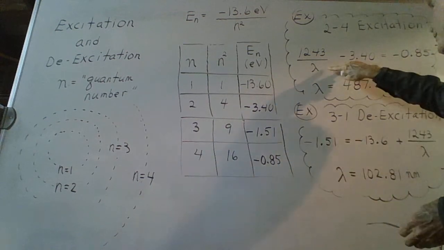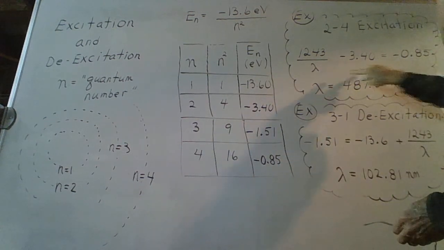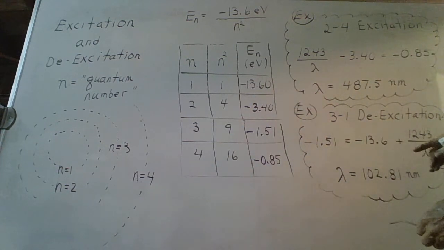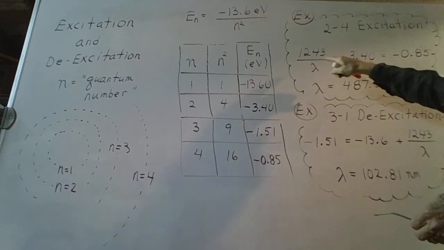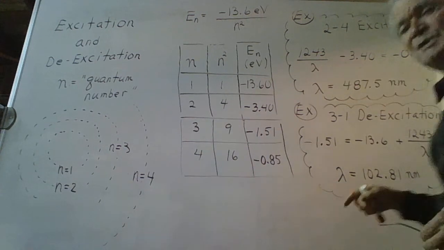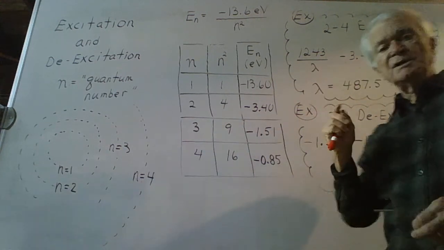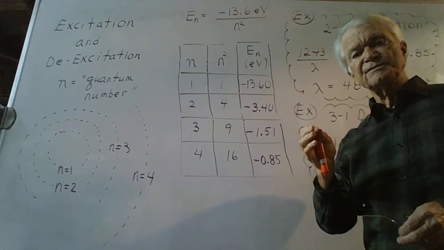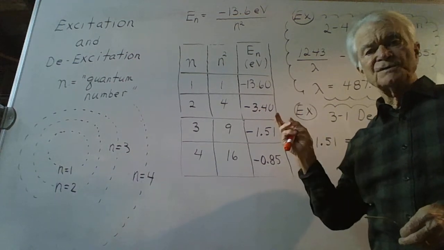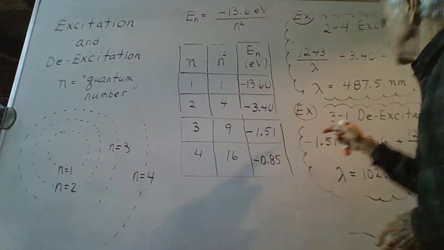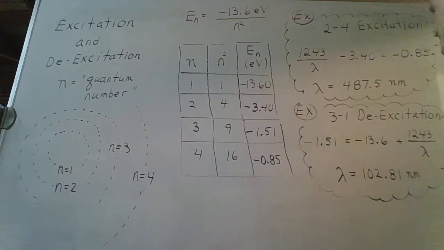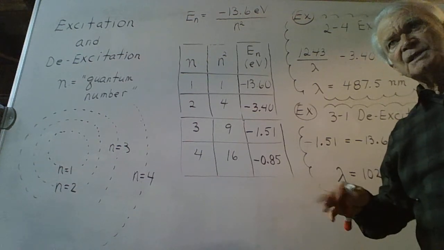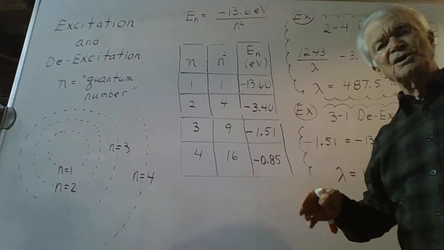So this is the before energy, this is the after energy. The two energies must be the same. We can now solve this equation for lambda, remembering that this equation will give you the wavelength in nanometers, which are billionths of meters. I solved the equation. I got lambda equals 487.5 nanometers. This is approximately, I would say, about the color green.